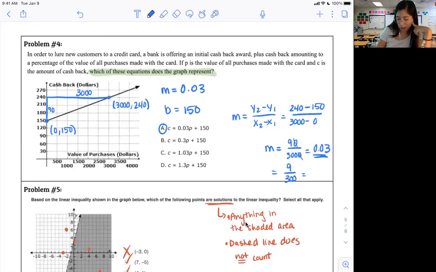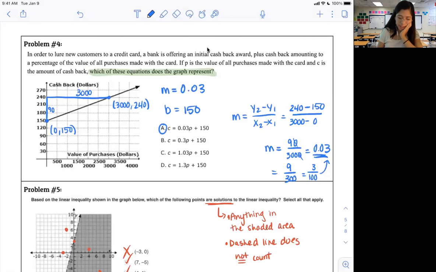Then I can divide top and bottom by 3. So I get 3 over 100. And 3 100ths, that's like 3 cents out of 100 cents. So if you think about it like money, 3 100ths is 0.03. It's like if you have 3 pennies. But if you have a calculator, you might as well use it. Okay, that was number 4.